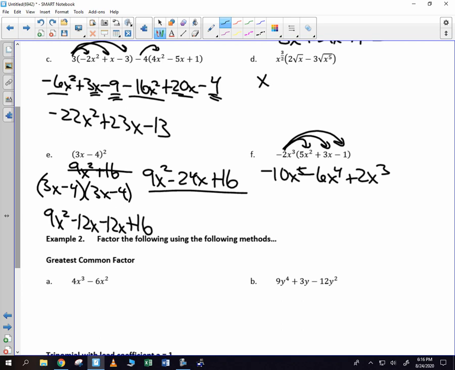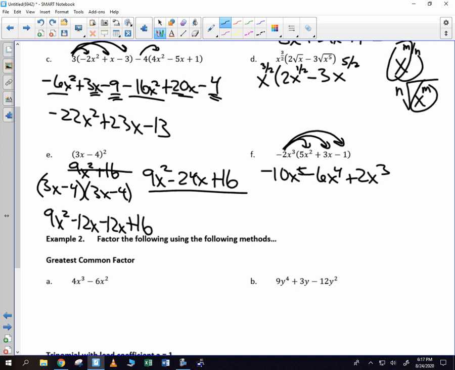So if I write it as x to the 3/2 times 2x to the 1/2 minus 3x to the 5/2. Okay, notice that the root is the half part. So for example, if you had x to the m over n, that's the same as the nth root of x to the m. So the numerator stays with the exponent, and the denominator tells you the type of index for the root that it is.